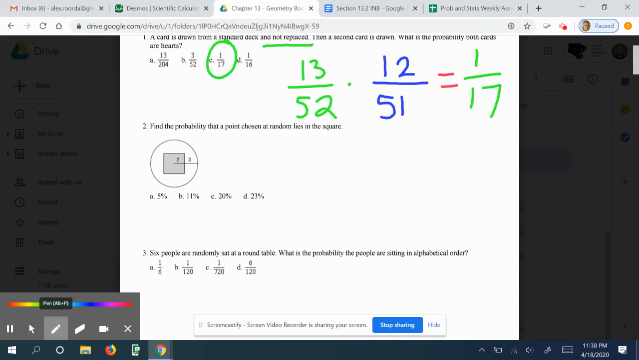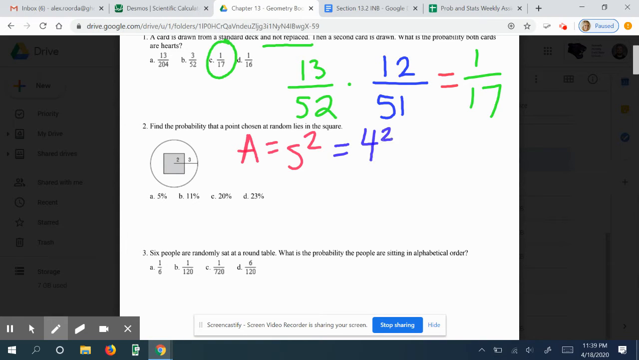Okay, question number 2. Find the probability that a point is chosen in the square. So this is one of those geometric probabilities, so we need to know some area problems. The first one, I need to know the area of my square right here. And we remember that the area of a square is the side length squared, right? If half of the square is 2, the full side of it is going to be 4. So I'm taking my side of 4 and squaring it, and I get a total of 16 units squared.